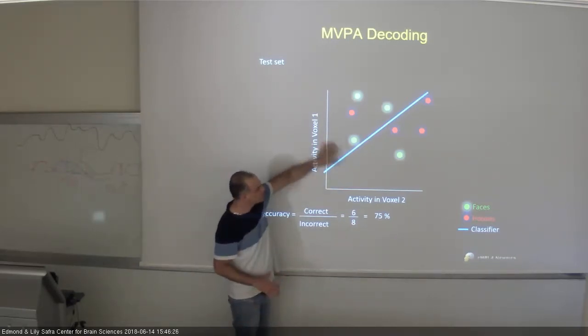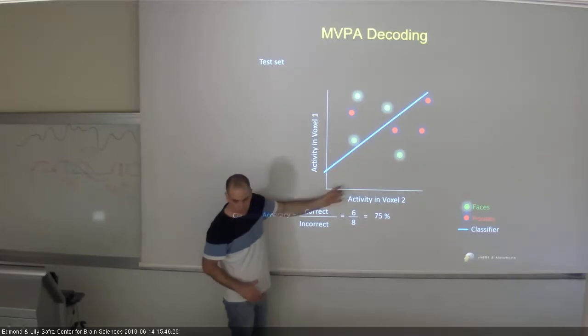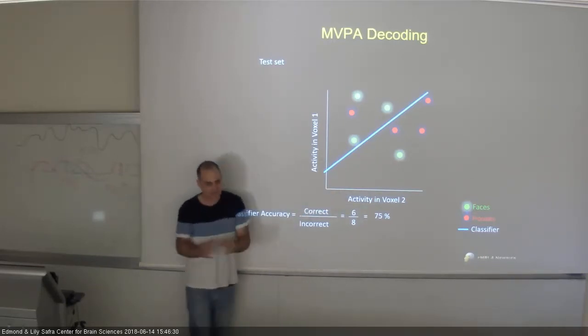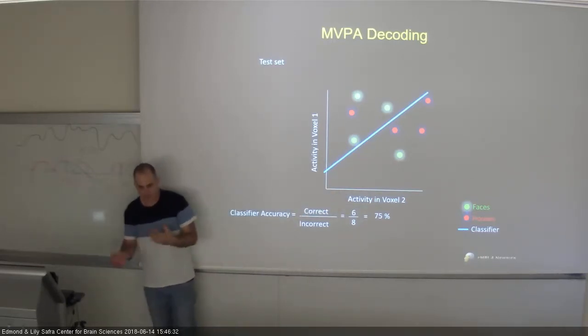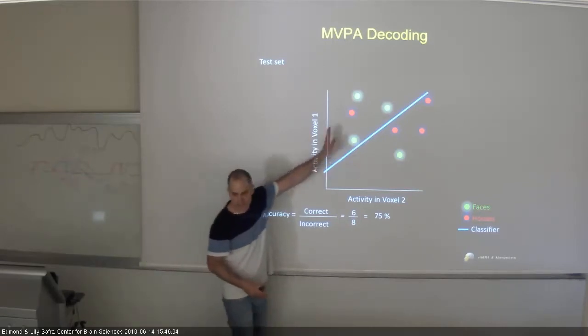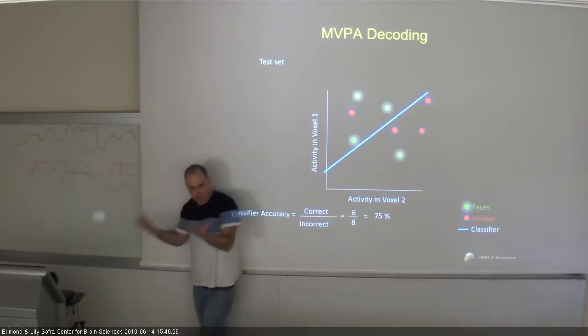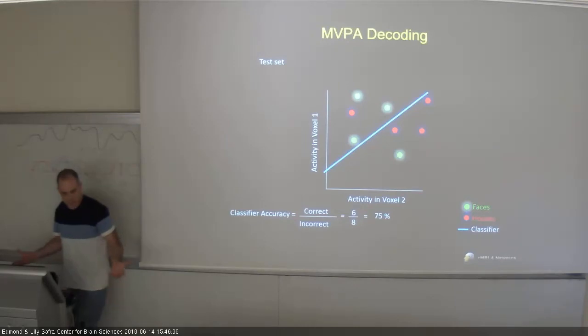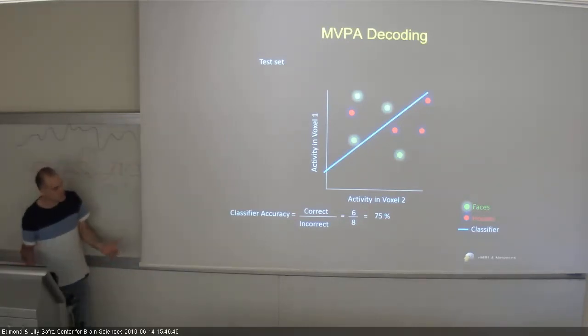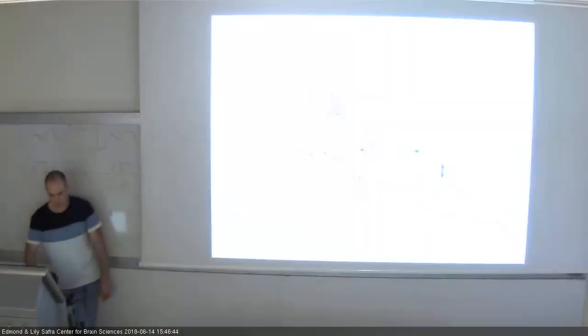If this set of voxels, in our case 2 voxels, has nothing to do with the representation of faces and houses, you get some random assignment here, and then, of course, when you do the test, you get random success. And usually, of course, like I said, it's a 100, 200 voxel dimension.